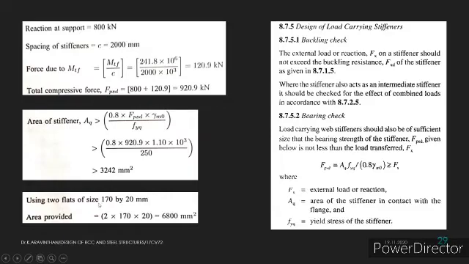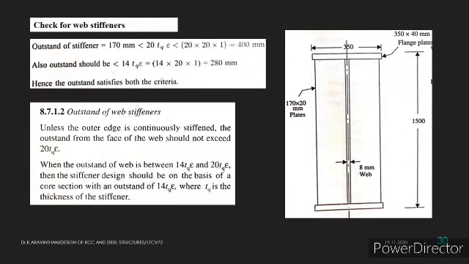Hence, we shall assume a flat size, flats are a section which is rectangular, which will be having 170 by 20 mm. So we will be providing two stiffeners at both sides of the flange. So if you multiply by 2, you will be getting 6800 mm square, which is greater than 3242. Hence we can provide this size of the stiffener. Okay, this is what we have designed right now.